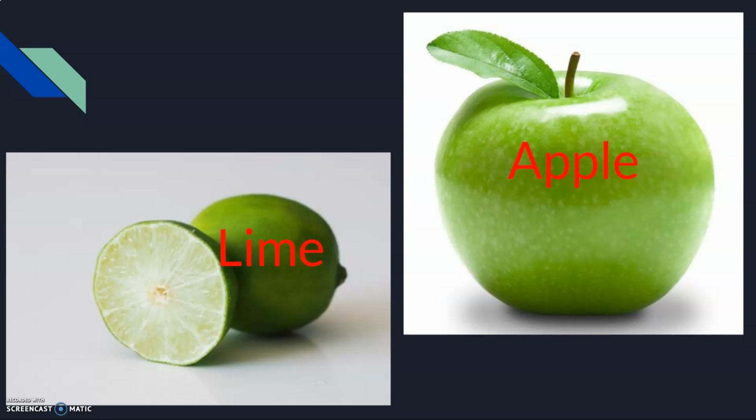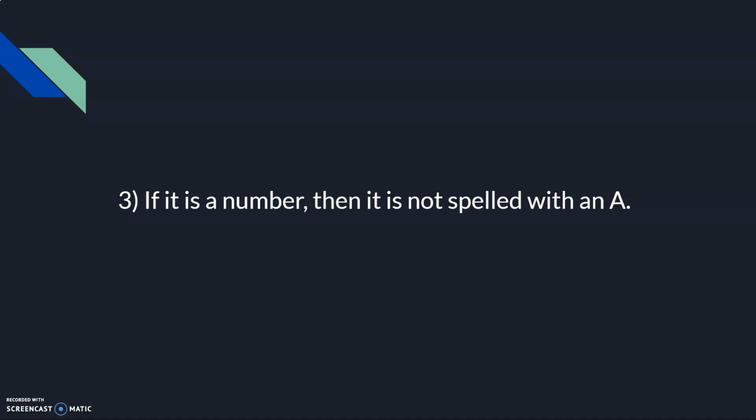Alright, this next one's a little tricky. If it is a number, then it is not spelled with an A. So basically, we're looking for a number that, when spelled out, contains an A in it. You might have to think of a fairly big number for this one.